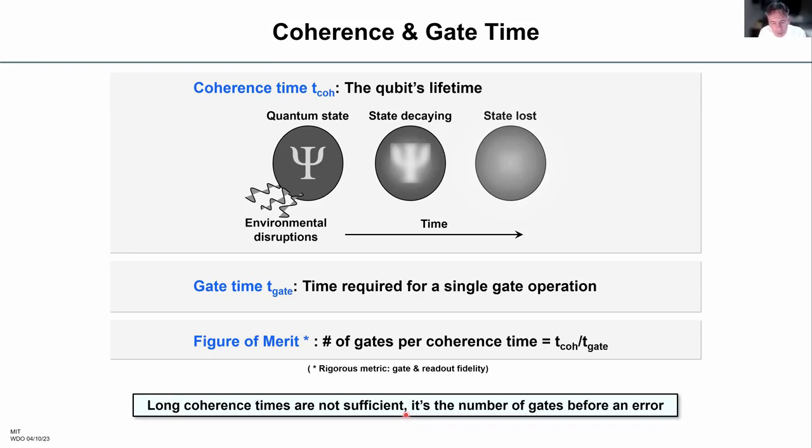And it turns out that long coherence times in systems are often associated with long gate times, so that when you take this ratio, it doesn't change that much. And I'll show that now on the next slide.